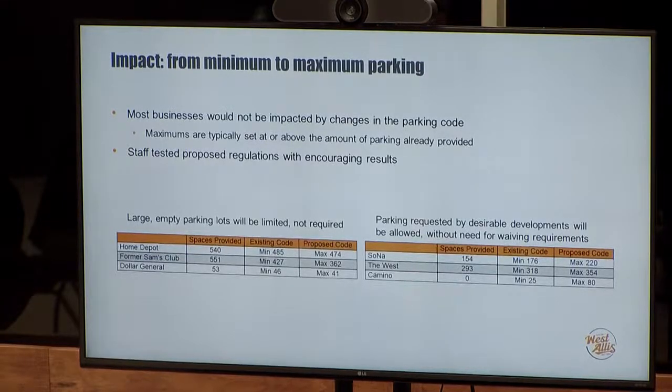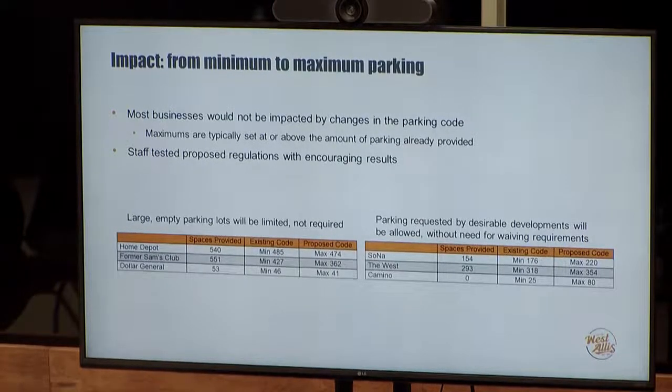Home Depot built 540 spaces. Our code said you have to build at least 485, so they went about 60 over what we had said. Our new code would say you can't have more than 474, so they would have been limited. That would have saved us 70 parking spaces. That could have been more building area. They could have split off the lot. It could have been landscaping, green space. There's a lot of things that could have been more productive for our city than just parking spaces that aren't ever used. Absolutely. The table on the right then shows some of our more desirable developments.